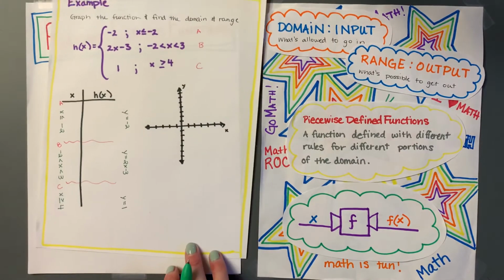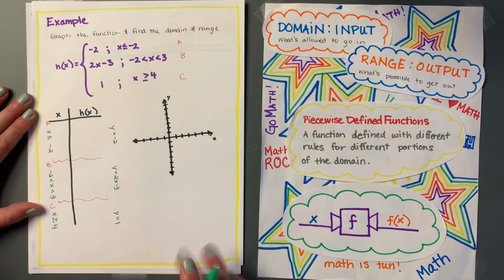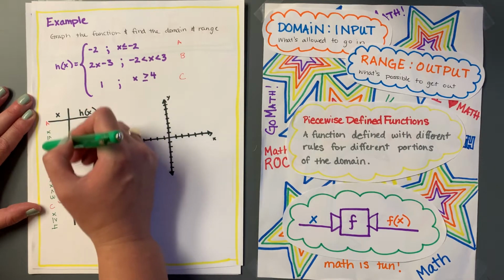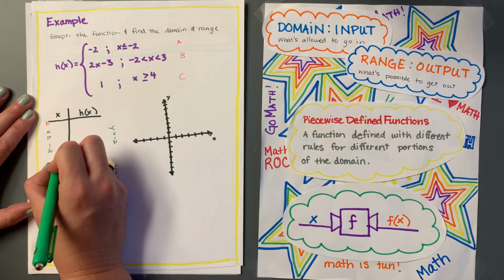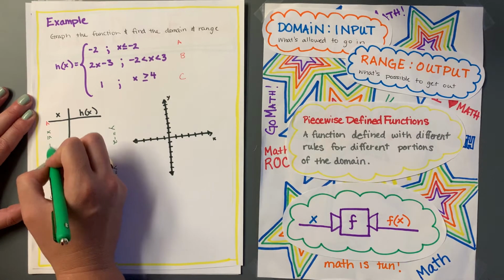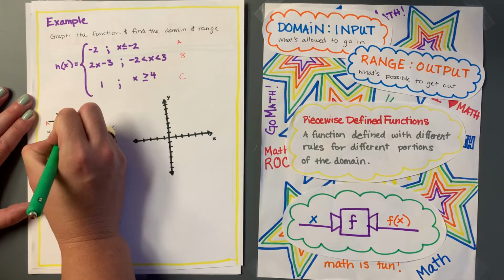I'm going to turn my paper back vertical. And now what I'm going to do is write values that meet this domain. And I'm always going to include the boundary. So my boundary here is -2. And then I'm going to include values that would also make this true. So that's going to be like -3 and -4.